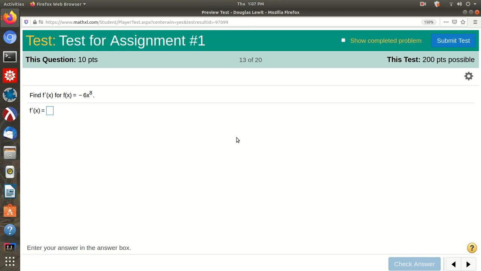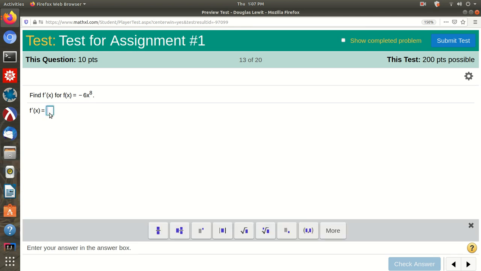Find f prime of x for f of x is equal to -6 times x to the power 8. Let me say that again. Find f prime of x, which is the derivative of f of x, for f of x is equal to negative 6 times x to the power 8. We simply use the power rule for derivatives. We know that 8 times negative 6 is negative 48.